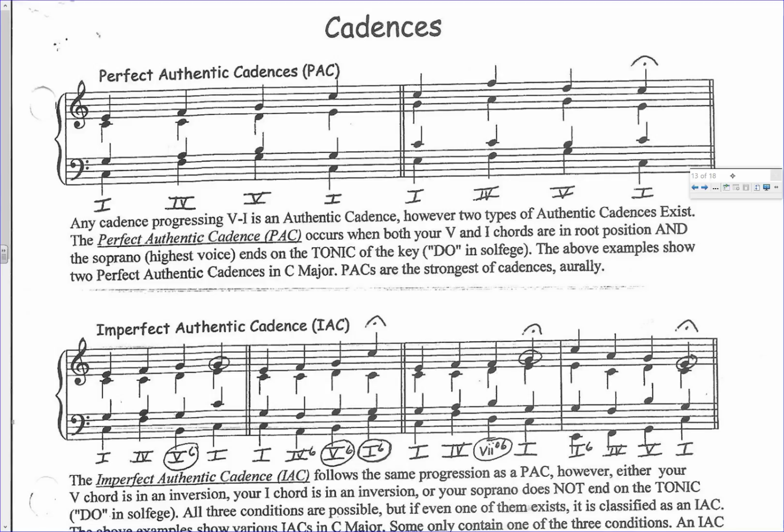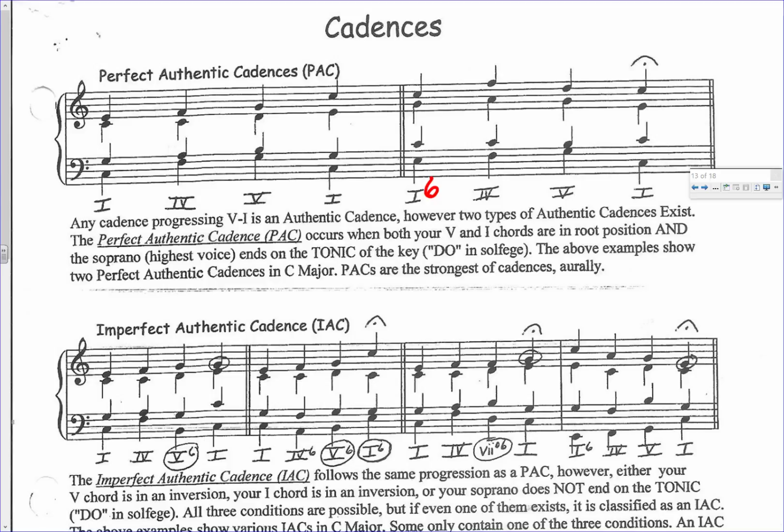We have a 1-4-5-1. Let's listen again. Good. In the next measure, I just noticed that it was a first inversion chord because the E is in the bass, so I just added a 6 there. So let's listen to the next perfect authentic cadence.